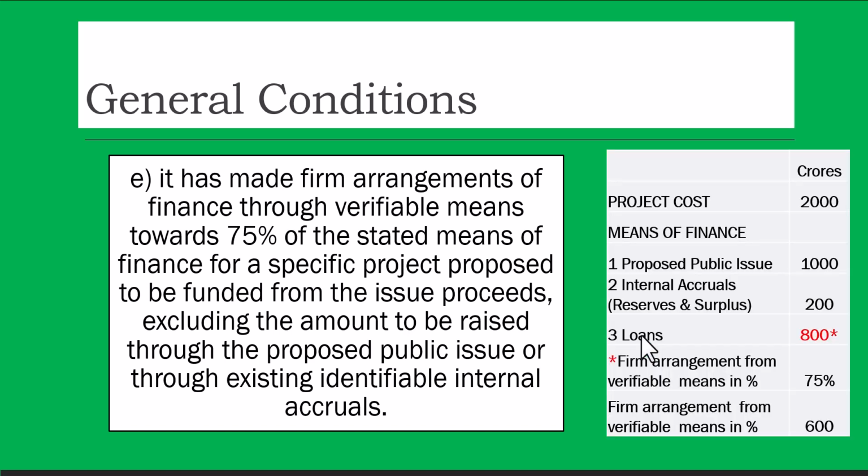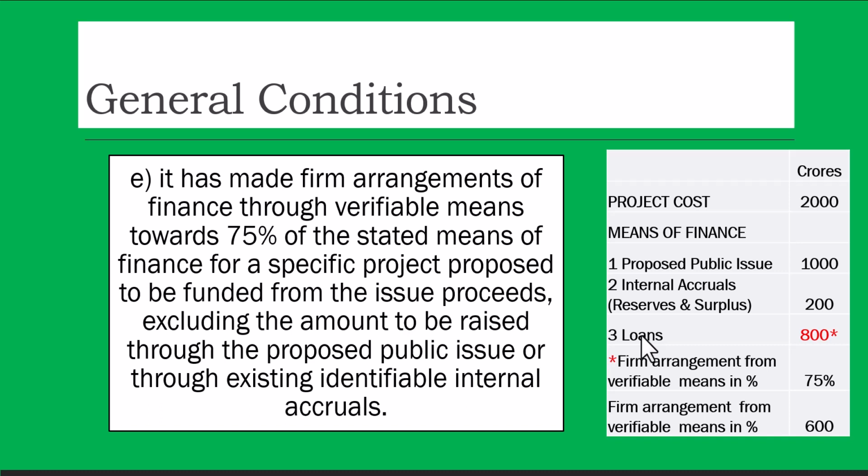Suppose the company is coming with a public issue, an IPO, to meet its new project. Okay, fine. So the project cost is 2000 crores and they are going to raise 1000 crores from the proposed public issue, whether it's the IPO or FPO, whatever it may be. Internal accruals means they have some money in their reserves and surpluses, that is the past profits, 200 crores, and they are going to take loans of 800 crores. So altogether it comes to 2000 crores. Now they have to make a firm arrangement from a verifiable means, that is 75% of the 800 crores which they are going to take as loans.